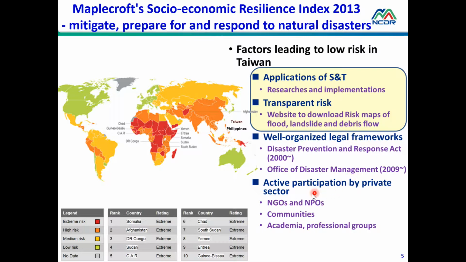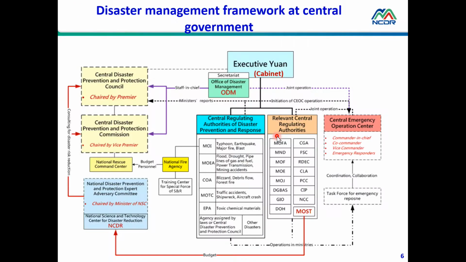Another one is active participation by the private sector. In Taiwan, we have NGOs, NPOs, communities, school professors, and even a lot of professional groups. They are willing to join disaster risk reduction. So it is a kind of involvement from the whole society.